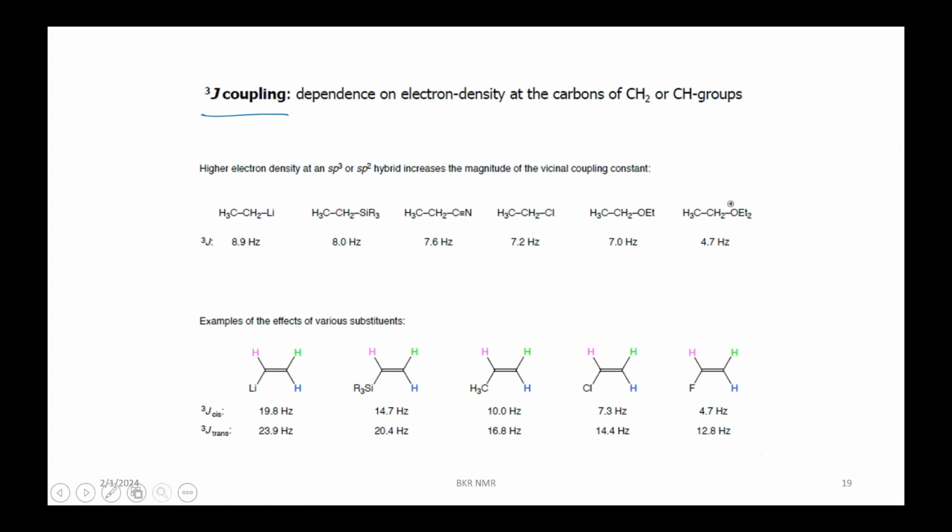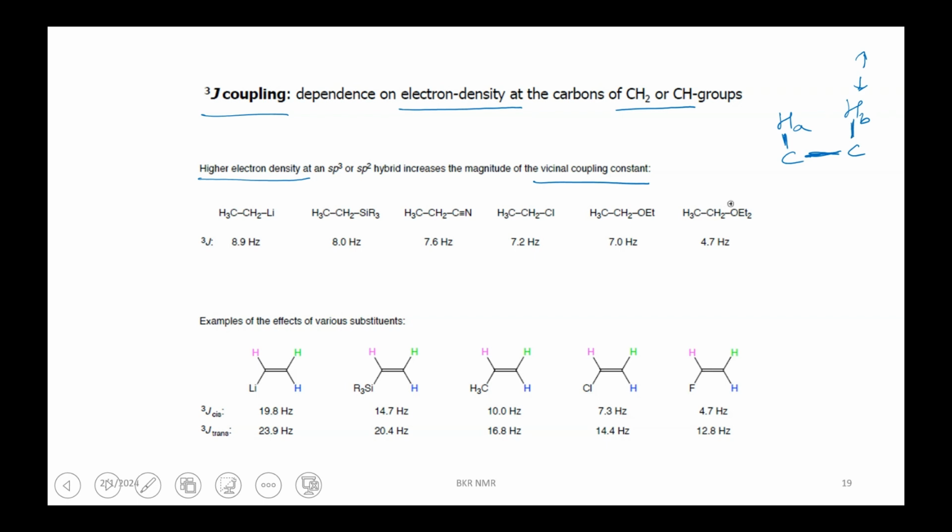The factor other than the dihedral angle is the electron density at the carbons of the CH2 or CH group. If I have higher electron density, I'll have a higher coupling constant, because when information is passed from A to B, I should know whether A has upward spin or downward spin. So the spin information of B, whether it's upward or downward, is passed to A through the bonds, that is the electrons connecting the two hydrogens. So electrons play a very important role. If I have more electrons, I'll have a better polarization transfer, that is information transfer of the spin polarization of B to A.